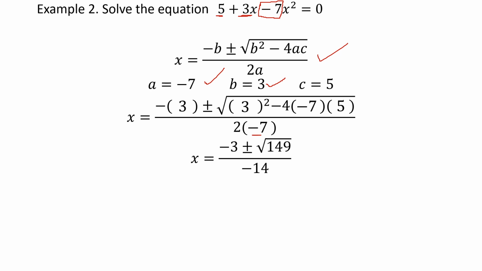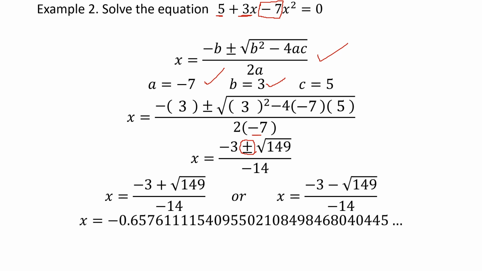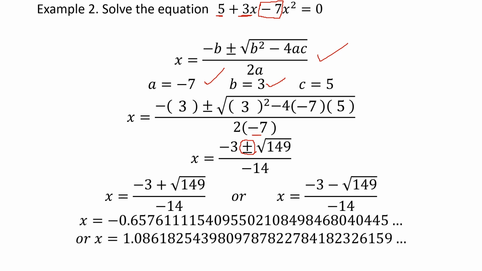Now let's split the fractions. We have two fractions here, the one which is adding and the other one which is subtracting. So it's minus 3 plus the square root of 149 all over minus 14, or minus 3 minus the square root of 149 all over minus 14. If we use the calculator to simplify this, we find these values, and you can round them off to the specified degree of accuracy.